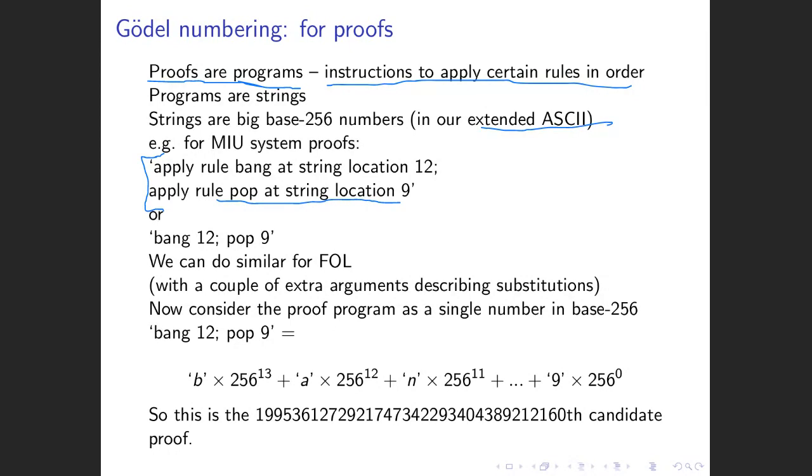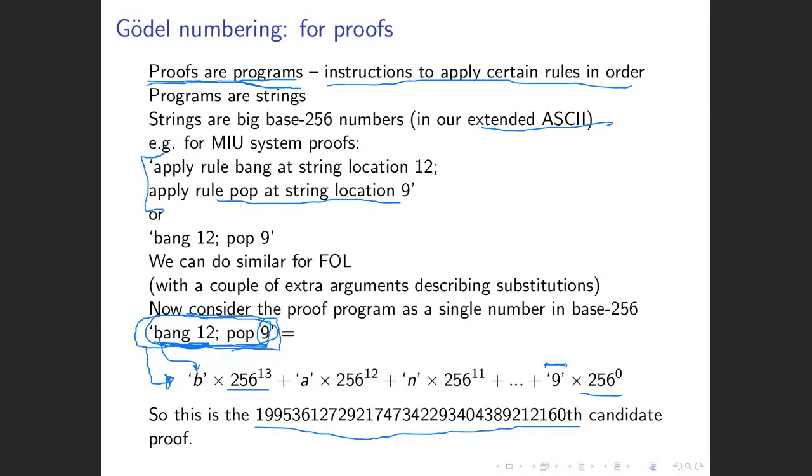Again, in our extended ASCII alphabet. So that means you can take your proof and convert that into a number as well. Or again, you don't even have to convert it, you just look at it. Let's say you have a proof like this, okay? This is a proof in the MU system. And the proof says first apply rule bang at position 12 and then apply rule pop at position 9. So we can read that proof exactly as we did for the formula. We're just going to read it as a number in base 256. Each of these things is an extended ASCII character. The B has a value, that number times 256 to the 13, and so on, all the way up to the value of that ASCII 9, which doesn't have the integer value 9 because it's an ASCII character, times 256 to the 0. So in fact, if you take this proof and convert it into decimal, it's this number.